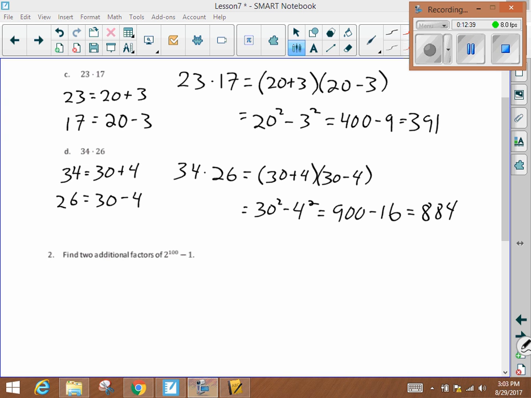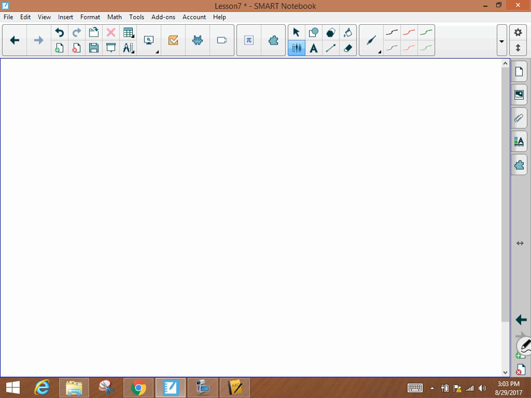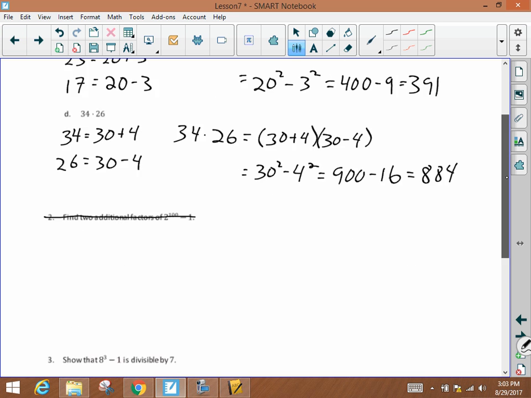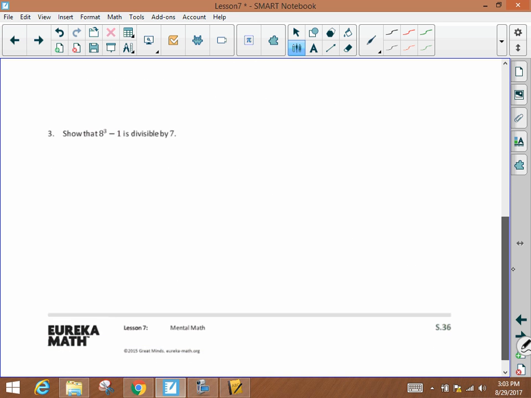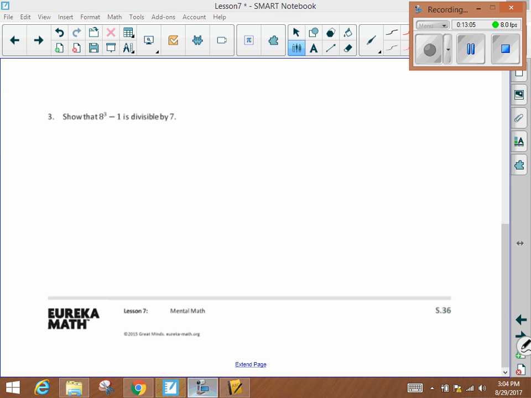All right, so we're going to skip this one, and we'll talk about this a lot more when we look at finding primes in lesson 8, which is coming up tomorrow. There are problems below, which we're looking for. Okay. But this is an interesting problem that I do want to work for you guys. So let's look at this. Let's show that 8 cubed minus 1 is divisible by 7.